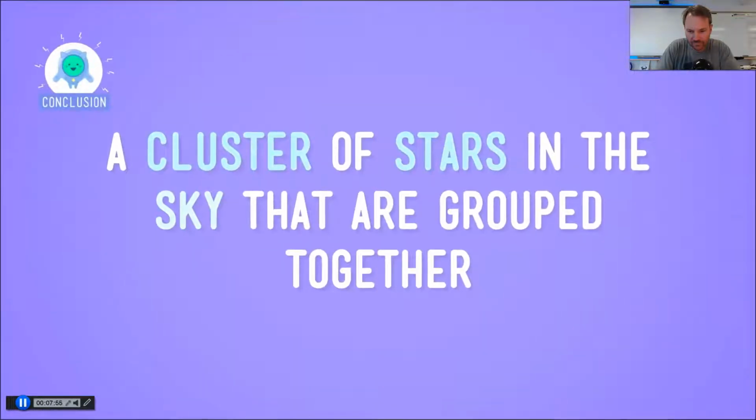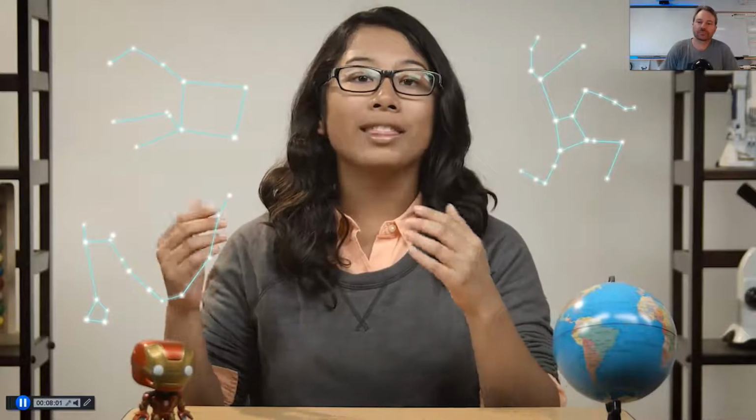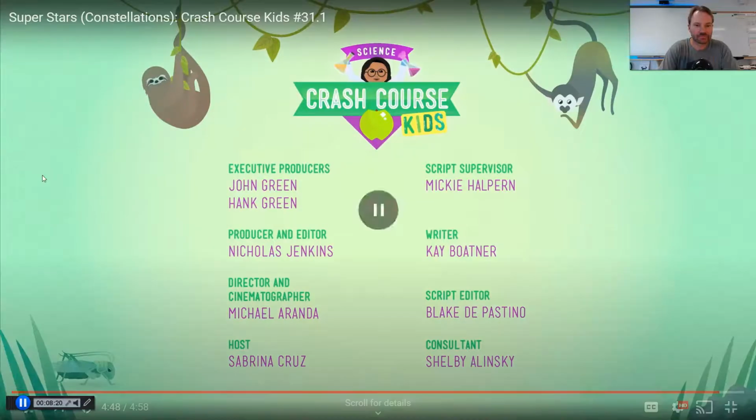So now you know what a star is, and that a cluster of stars in the sky that are grouped together in a particular pattern is called a constellation. Besides having really cool shapes and stories behind their names, constellations help astronomers and us map the night sky. Since space is so huge and massive and ginormous, our map is far from complete. So anything that helps us navigate that vast, well, space of space is okay by me. Thanks for the help, constellations.